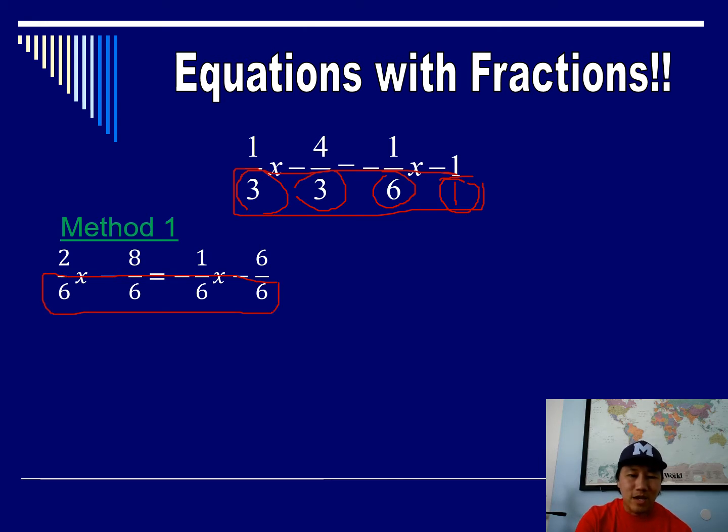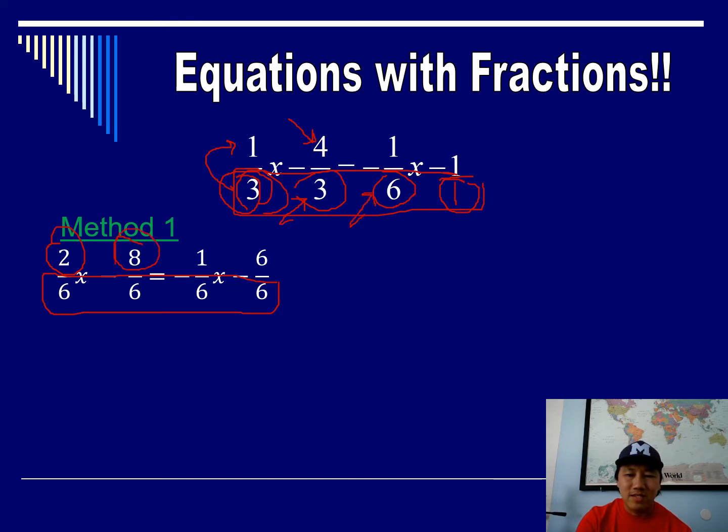Okay, and the way we do that is we just take the 3, and if we wanted to change it to a 6, we have to multiply it by 2. In order to do that, we have to multiply the top by 2 as well. And so there's how I got that 2. Same thing here. To make this a 6, you multiply everything with a 2, and so the 2 times 4 gives us that 8. Continue the process.